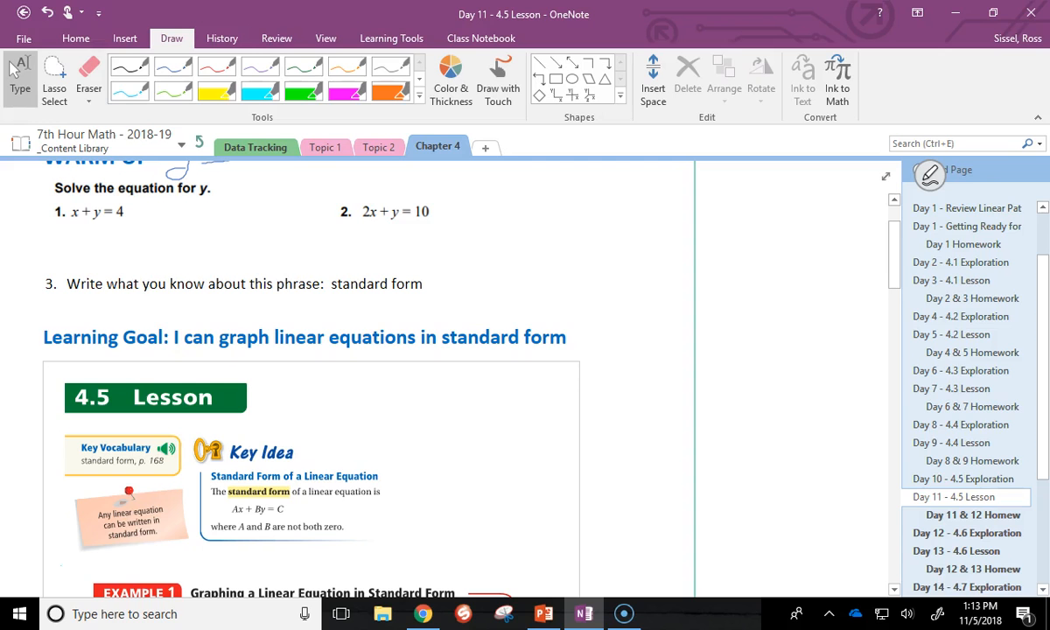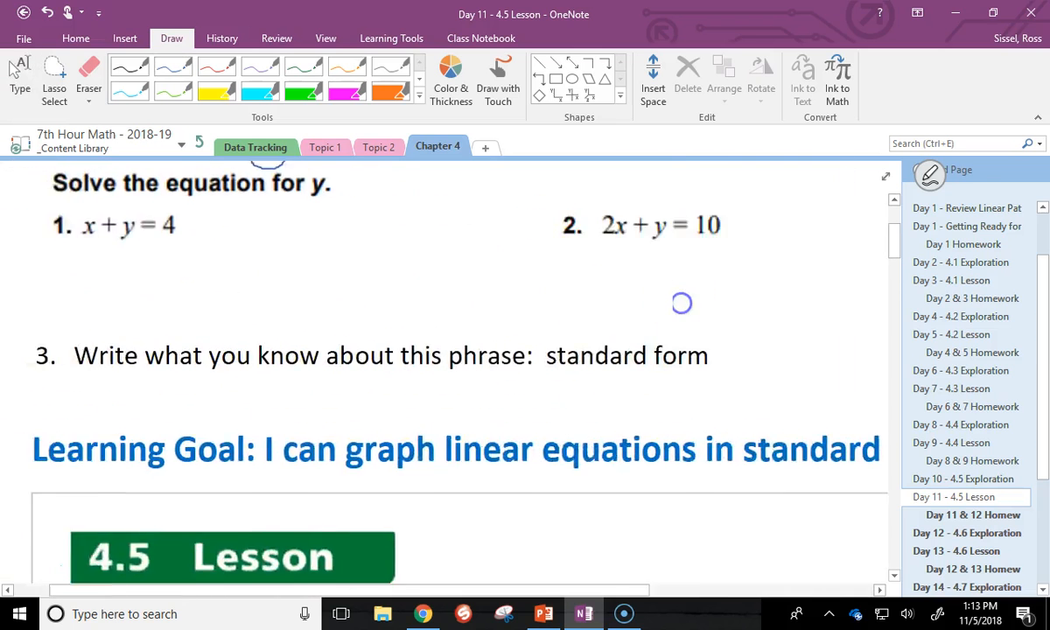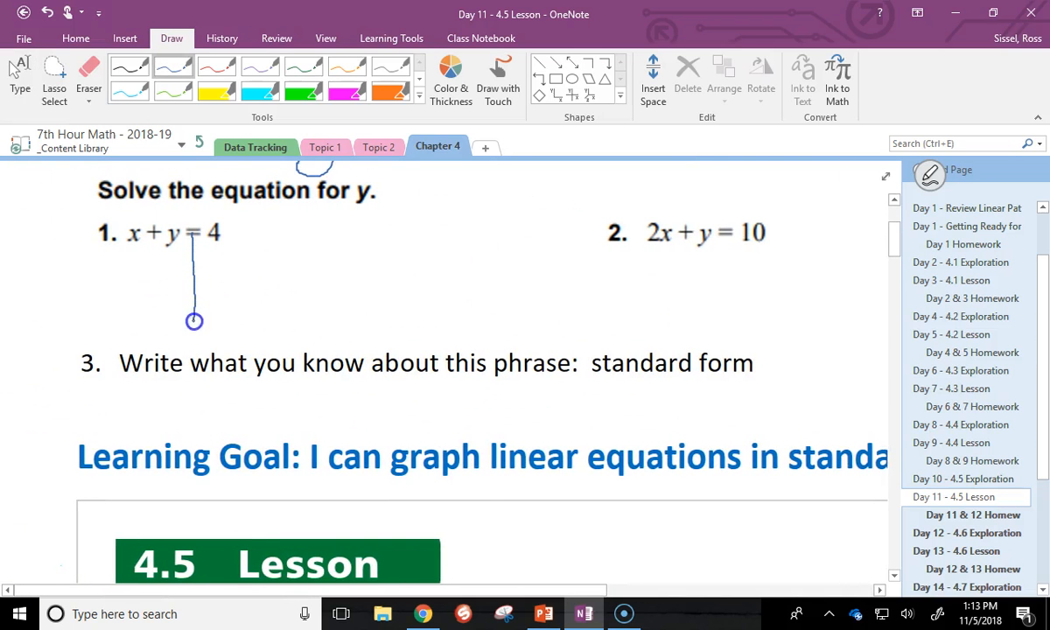So if I look at this, I'm going to zoom in. It's just like we did regular equations. I want to get y all by itself. Right now I'm adding an x, so I'm going to subtract x from each side. And I'll have y equals negative x plus 4. Okay, I'm done. Y is solved for. So my answer is y equals negative x plus 4.